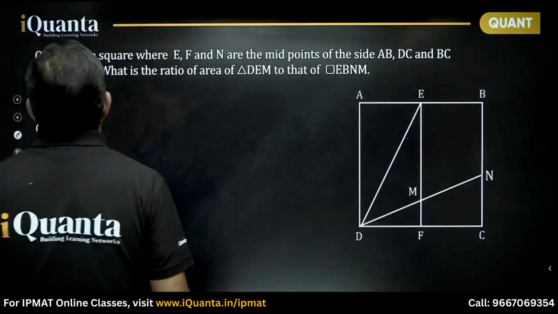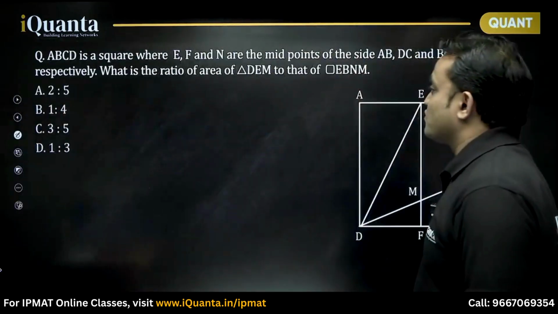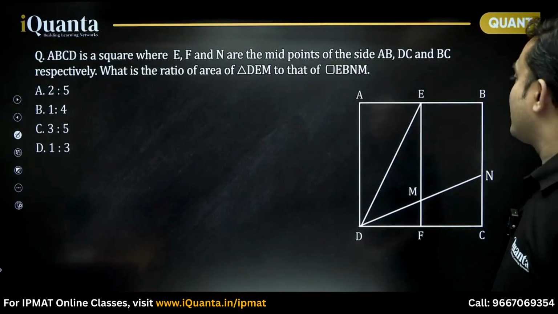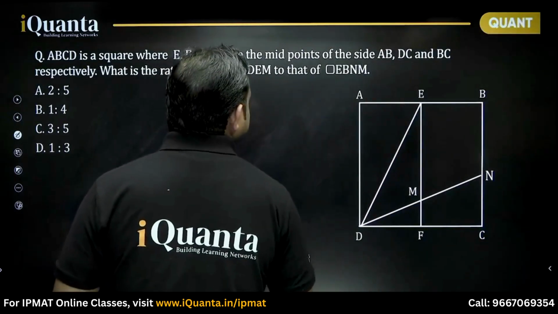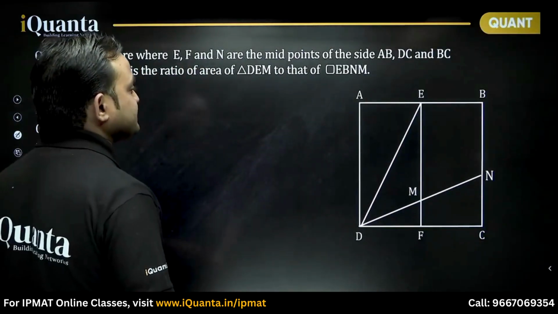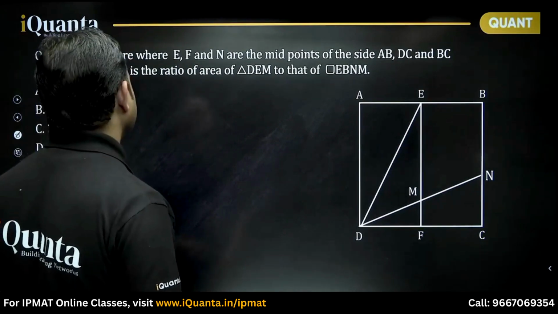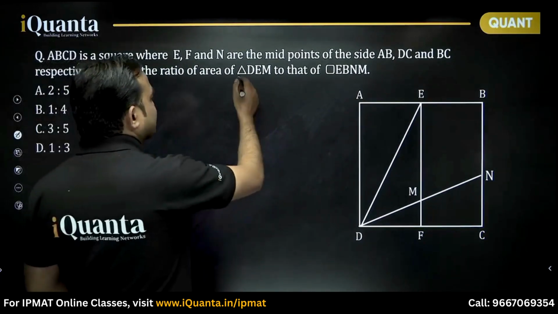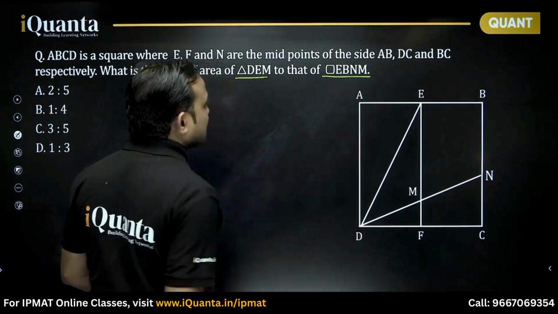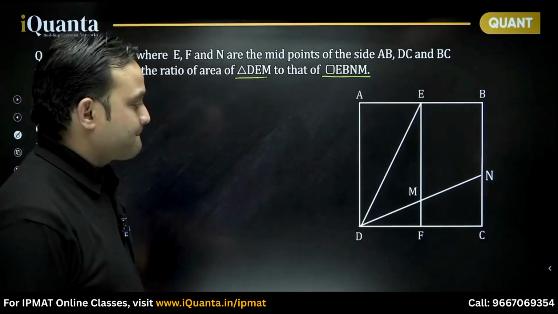Next question. ABCD is a square where E, F and N are the midpoints of the sides AB, DC and BC respectively. What is the ratio of the area of triangle DEM to the quadrilateral EBNM?